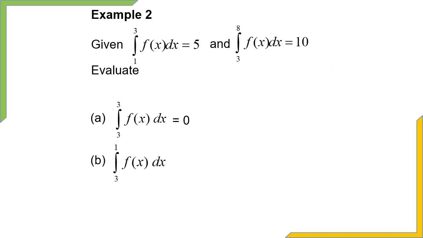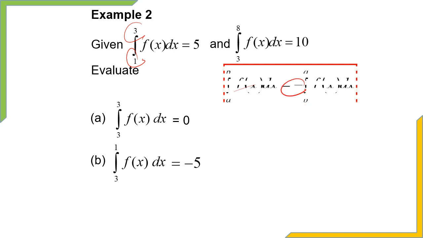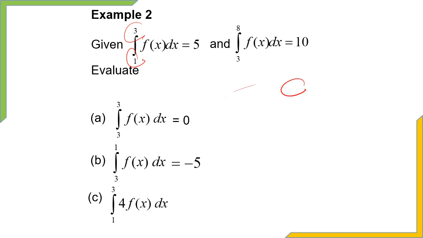And then, integration of f(x) from 3 to 1. We don't have 3 to 1, we only have 1 to 3. So notice that the limits exchange, so it is equivalent to negative 5. Okay? And then, for question C, integration of 4 times f(x) with respect to x from 1 to 3.